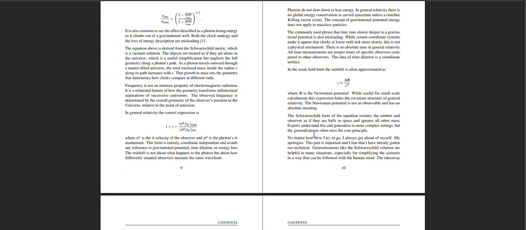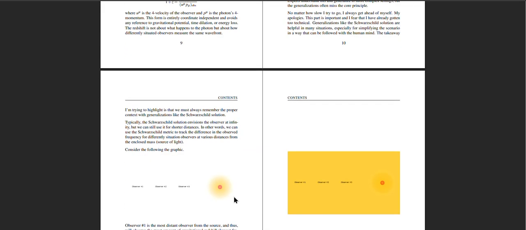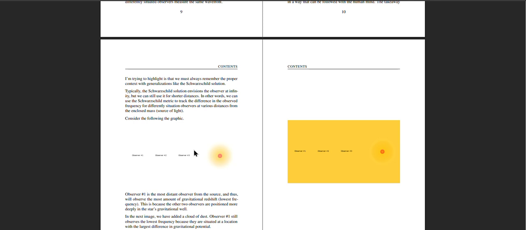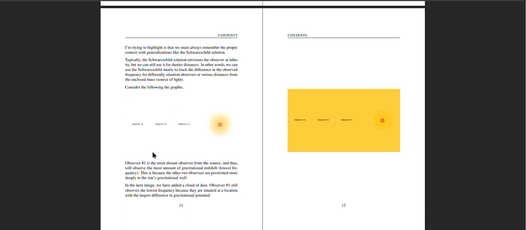I think that's probably good enough. This is basically the introduction. Let me explain these graphics here, though. So I have two graphics with 3 observers and a star in both of these. Now, this star has a cloud of dust right here around it. And like I explained, observer 1 has the most amount of gravitational redshift. So if observer 1 is measuring the light from this star, observer 1 will see the lowest frequency compared to observer 2 and observer 3. And that's because they are closer to this star.